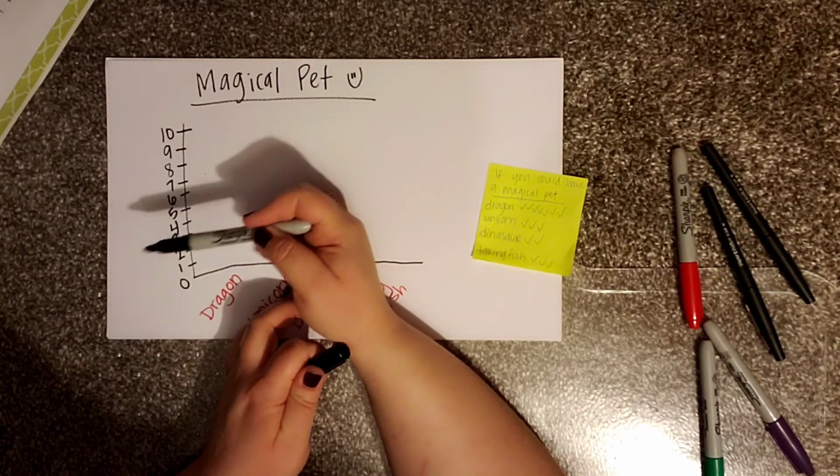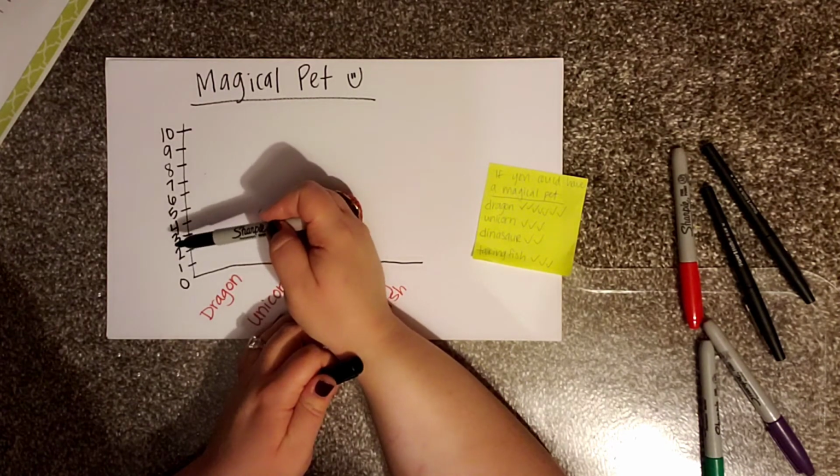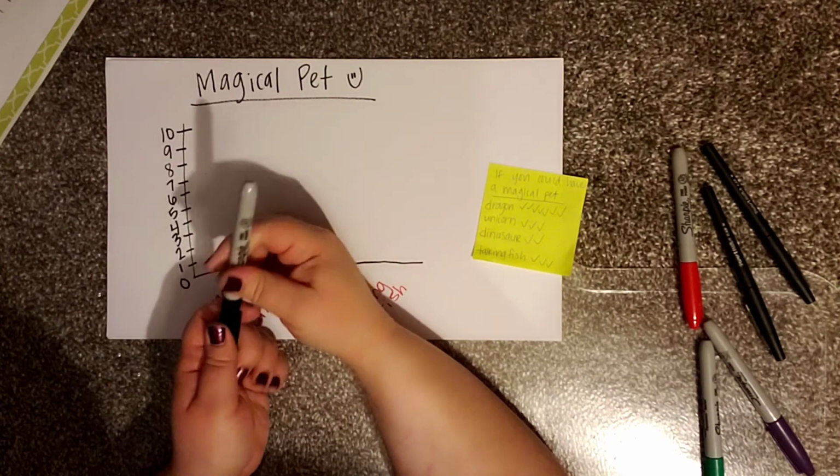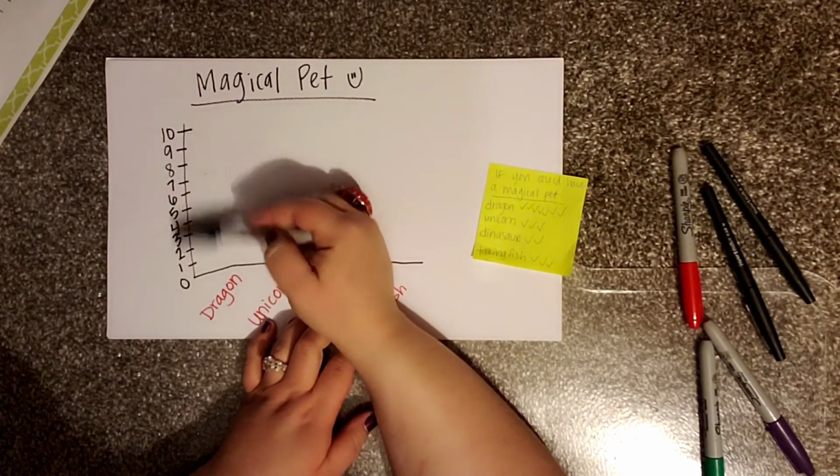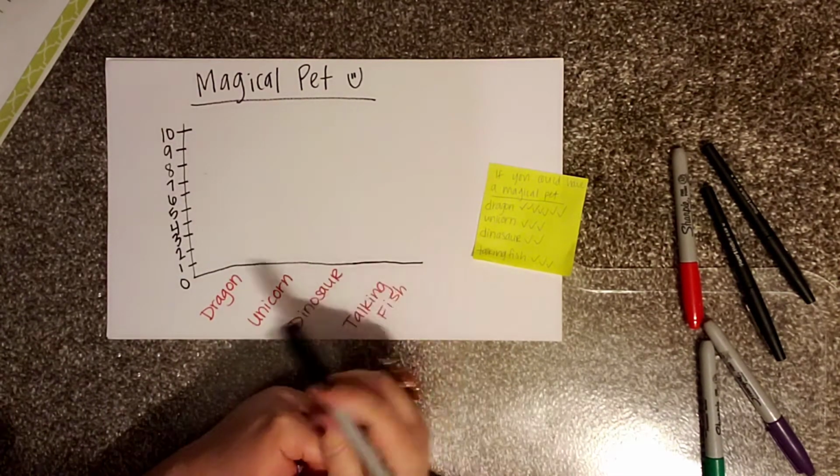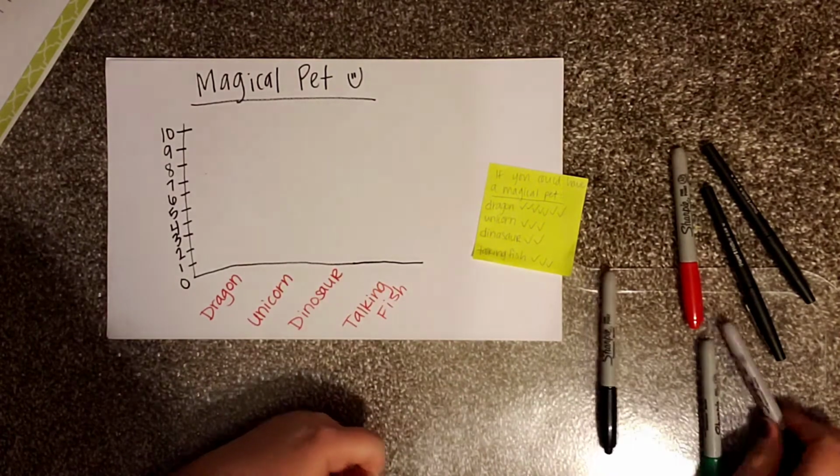Sometimes we talk about the interval. The interval, you're counting by ones. It's just a fancy word, okay? If they ask you about the scale, this is your scale. All right? Now my job is to make the bars on the graph.